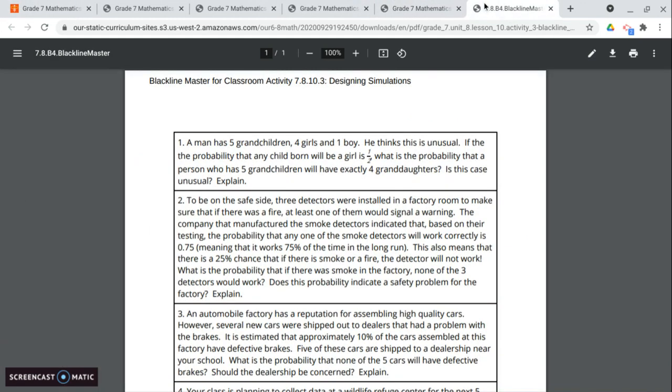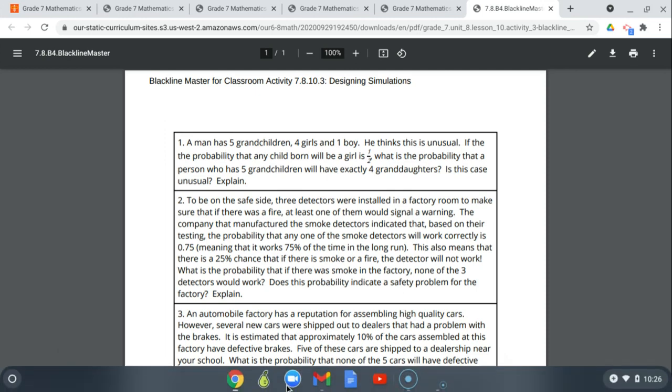All right, the third one, and we'll just do 3 of them instead of all 5, just because there's a lot of them. An automobile factory has a reputation for assembling high-quality cars. However, several new cars were shipped out to dealers that had a problem with the brakes. It is estimated that approximately 10% of the cars assembled at this factory have defective brakes. 5 of these cars are shipped to a dealership near your school. What is the probability that none of the 5 cars will have defective brakes? Should the dealership be concerned?